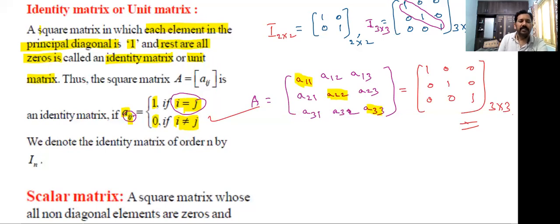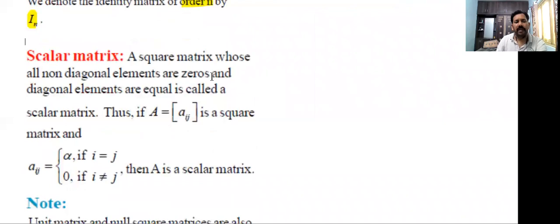Okay. So the identity matrix is denoted by I. The identity matrix of order n is denoted by In; order 3, I3; order 2, I2, we can write. Okay, students. Next, scalar matrix. What is a scalar matrix? A square matrix whose all non-diagonal elements are 0 and diagonal elements are equal to some scalar is called a scalar matrix.